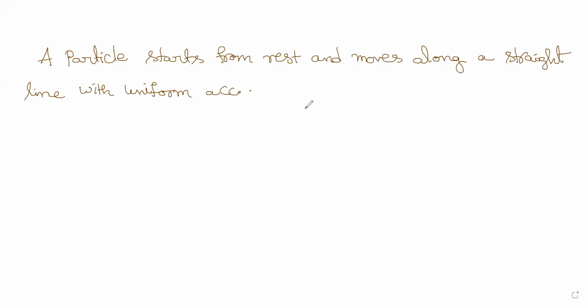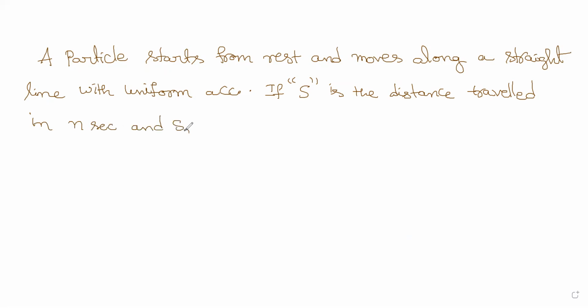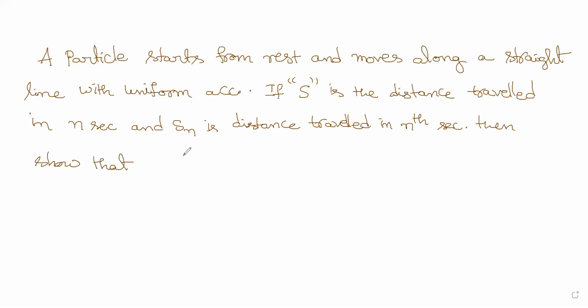If s is the distance traveled in n seconds and Sn is the distance traveled in the nth second, then show that Sn divided by s is equal to 2n minus 1 divided by n square.